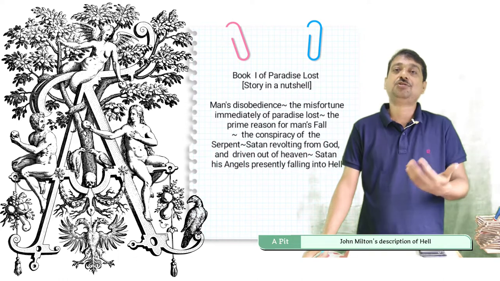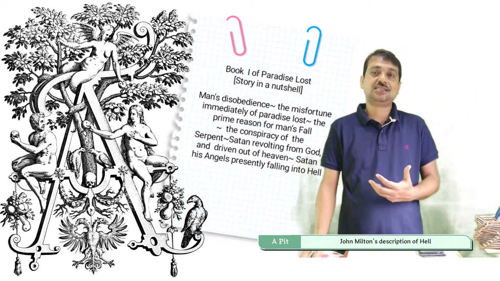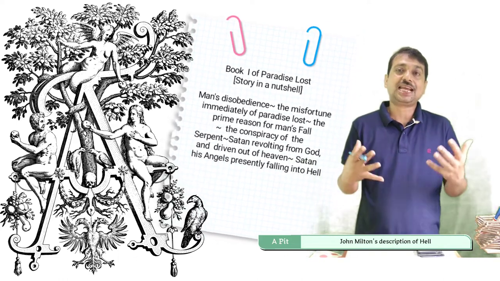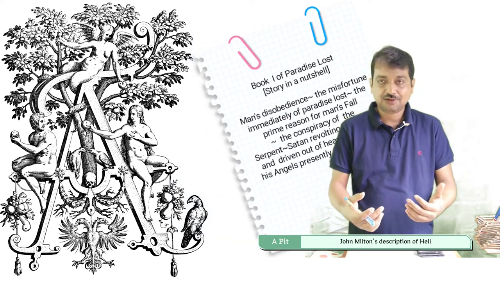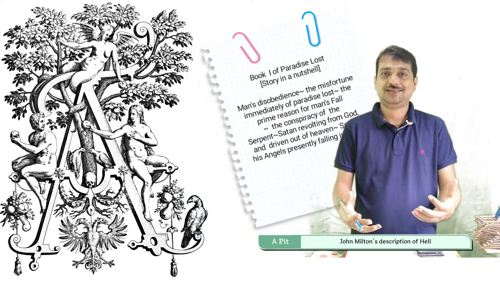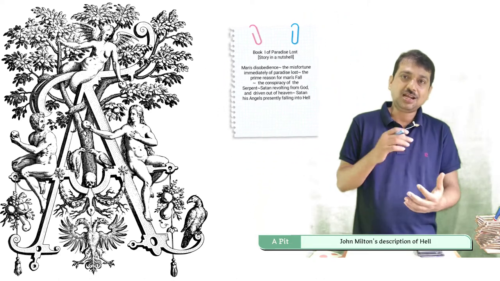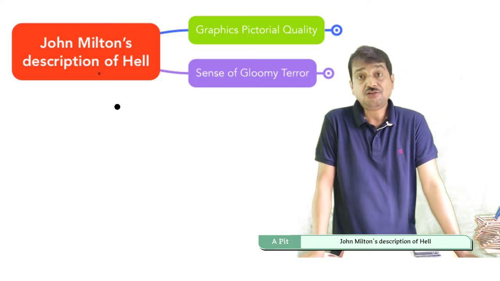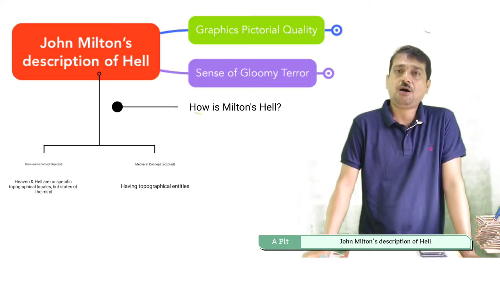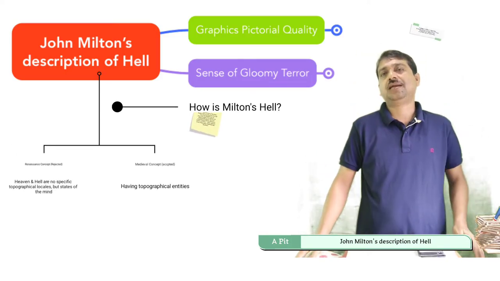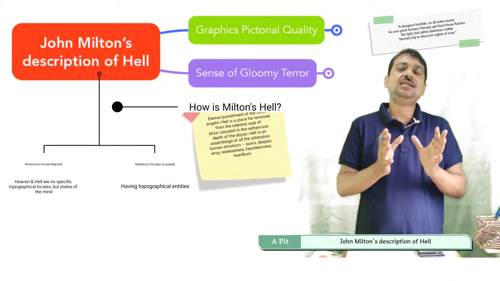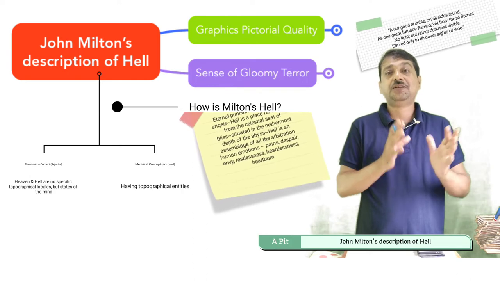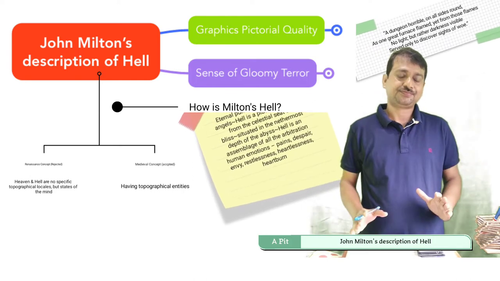Not on the inside, yet in a position of absolute murkiness, filthiest called chaos. So we find within a few lines that we are in hell. Of all the narrative passages in Paradise Lost Book 1, Milton's description of hell stands out unique by virtue of its graphic pictorial quality and its evocation of a sense of gloomy terror.